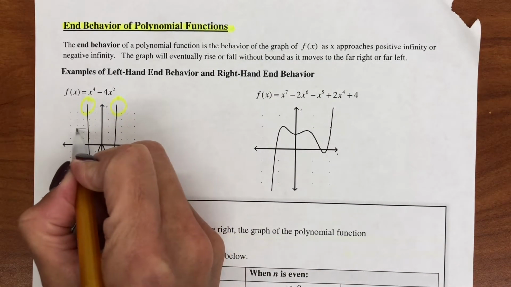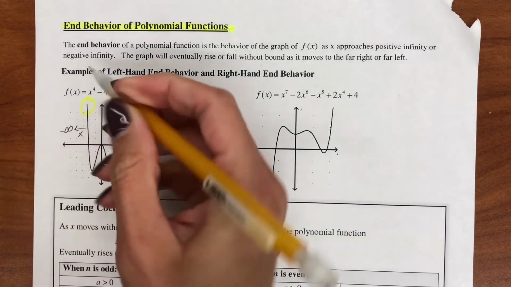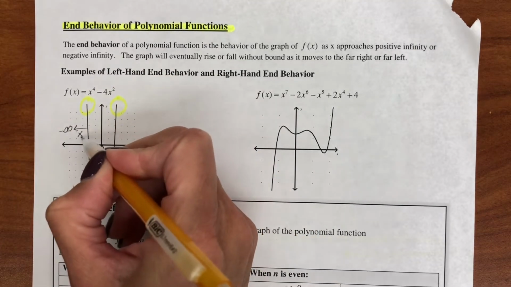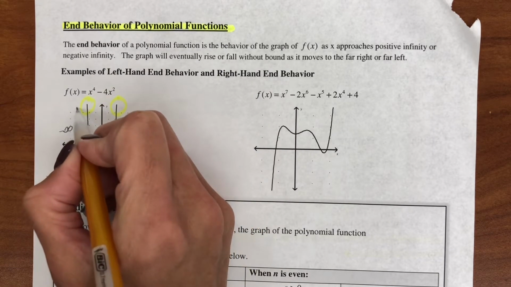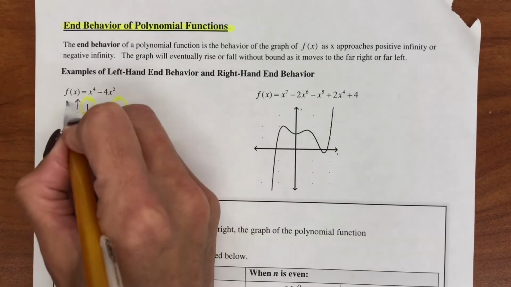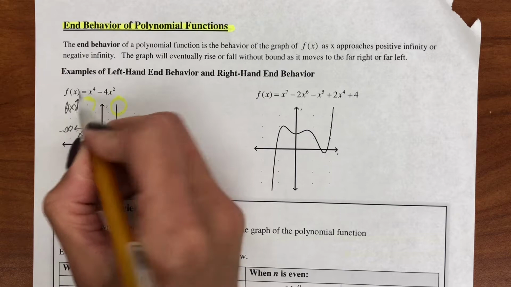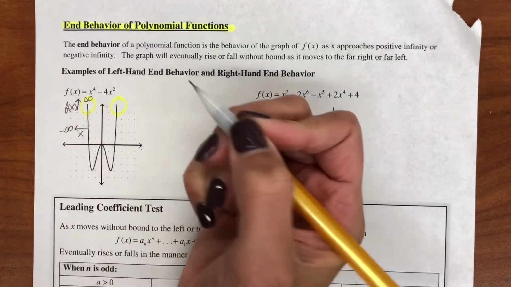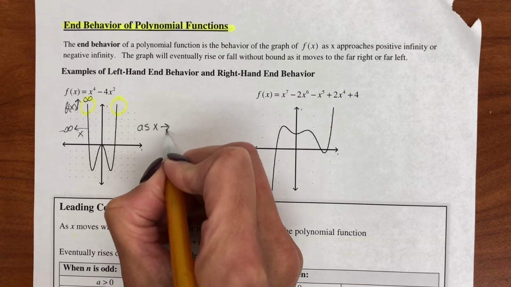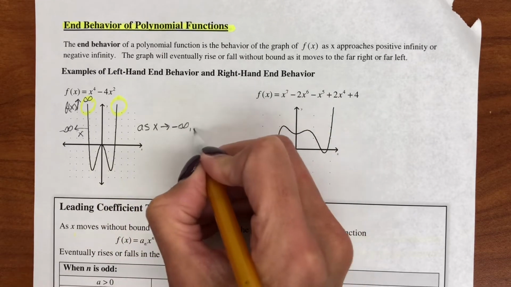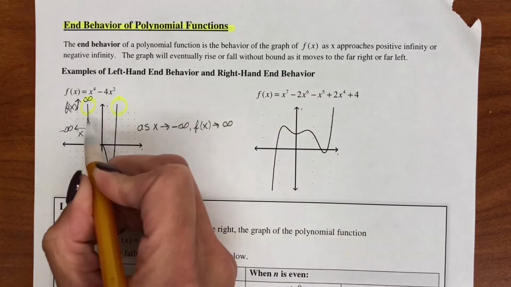as we approach x equals negative infinity, so the more we go to the left here for the x values, the function is going up. So this is approaching, f of x is approaching positive infinity. So we could say, as x approaches negative infinity, f of x approaches positive infinity.